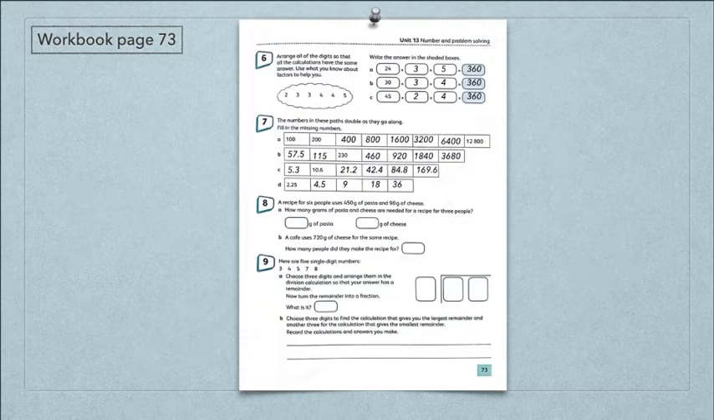Question number 8. A recipe for 6 people uses 450 grams of pasta and 90 grams of cheese. How many grams of pasta and cheese are needed for a recipe for 3 people? Okay, since we know 3 is half of 6, all we need to do is to halve the values of pasta and cheese. So we had 450 grams of pasta. So 400 halved is 200. 50 halved is 25. Together, 225. About 90, we halve it, and we're going to have 45 grams.